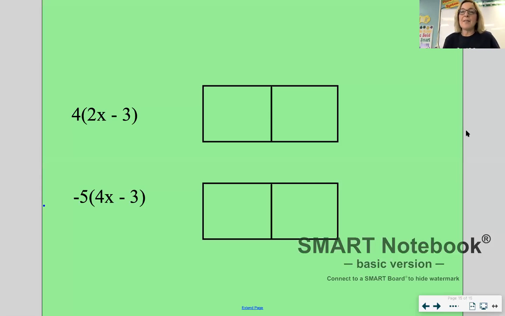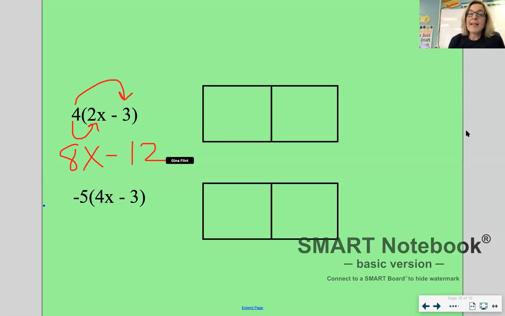Now, let's try these without the area model. Say, if you were multiplying 4 times the quantity of 2x minus 3, you would do 4 times the first part of that factor. 4 times 2x is 8x. And then 4 times negative 3, because that negative sign goes with the 3, would be negative 12. 8x minus 12 is what you get when you multiply 4 times 2x minus 3.